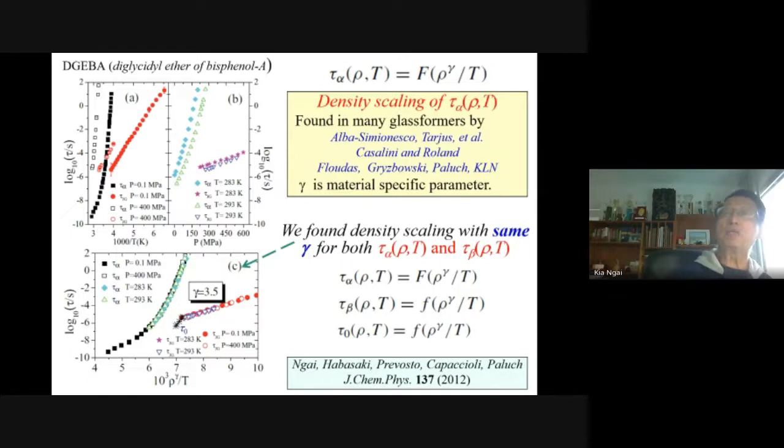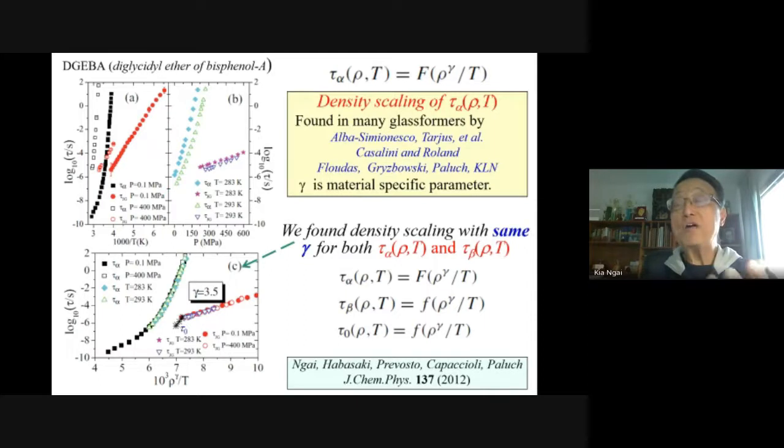There's some history by other people: Alba-Simionesco in France, Casalini and Roland, Floudas, Grzybowski, Paluch, and myself wrote a chapter in a book on this issue about five or six years ago. Okay, so we have this TV gamma business. Also, beta depends on the same rho gamma over T variable, same gamma, but different function, of course. The bottom figure tells you they are functions of the same variable, same gamma, rho gamma over T, but they are different functions.